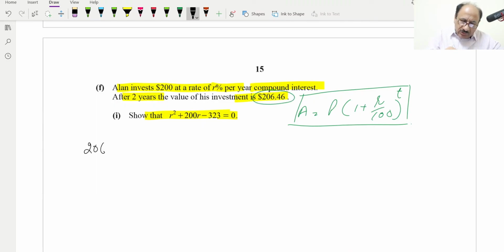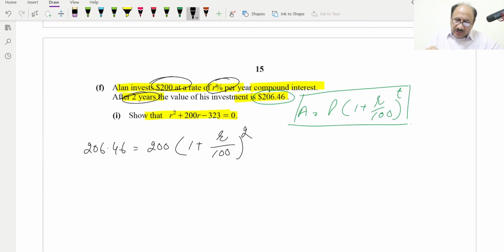So 206.46 will be equal to principal amount, which is 200, and into 1 plus rate, which we don't know, we can write r over 100, and time duration is 2 years given. Now we can rearrange basically, so we can write 206.46 divided by 200, and this is equal to 1 plus r over 100 whole squared.